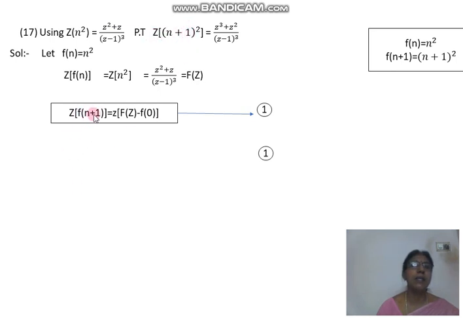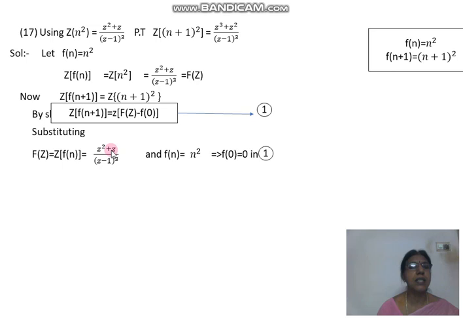Now Z{f(n + 1)} is equal to Z{(n + 1)²}. We need this value only. Now by the shifting theorem, we have Z{f(n + 1)} = z·F(z) − z·f(0). Okay, substitute this value. We need Z{f(n + 1)}, that is Z{(n + 1)²}.